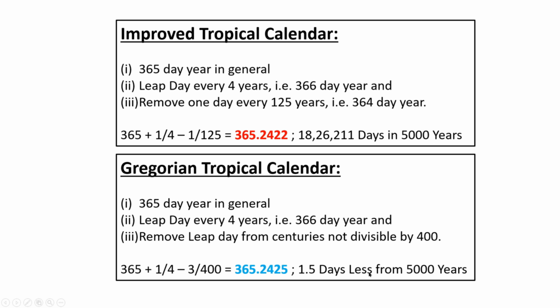4999 AD, or 5000 AD, 1.5 days less, or December 30 midday. This will be on January 1st, already on the next year, over 5000 years.